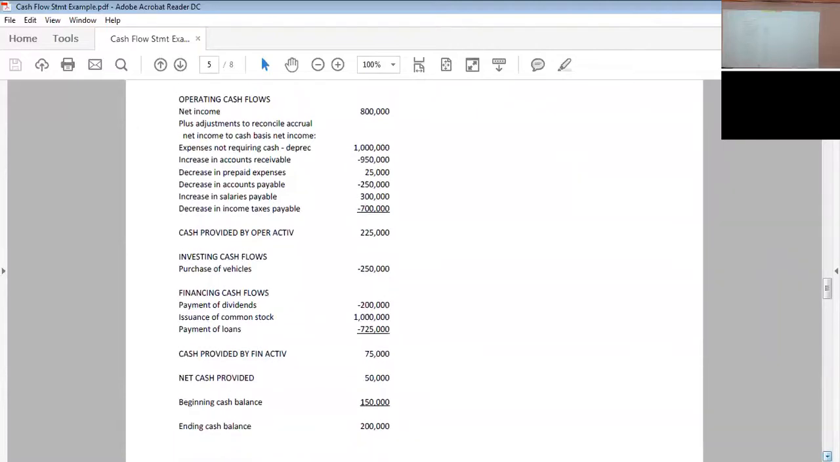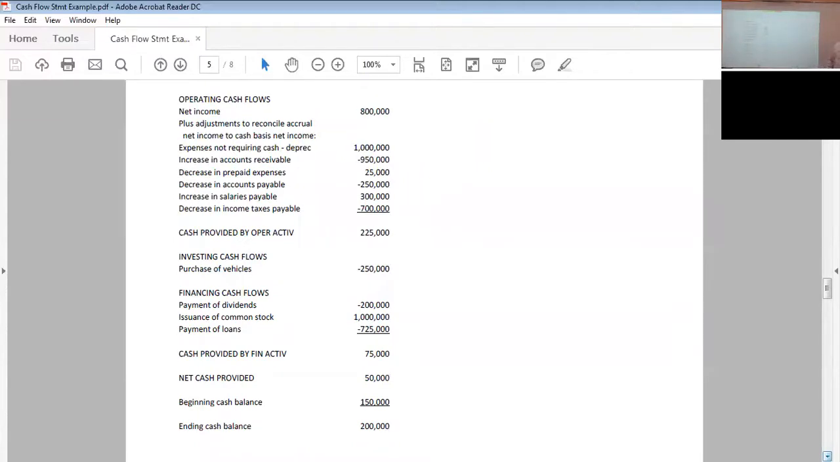Okay, so we're going to first start with the indirect method. The indirect method we can construct with a simple spreadsheet and tie each of these numbers to one of the other pieces we've seen. The indirect method starts with net income. Net income was $800,000 from the income statement.